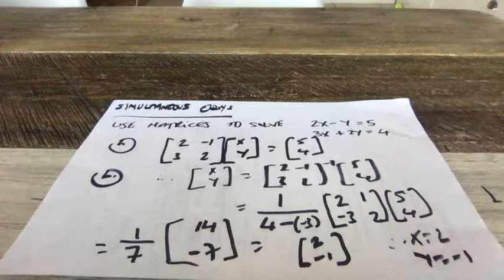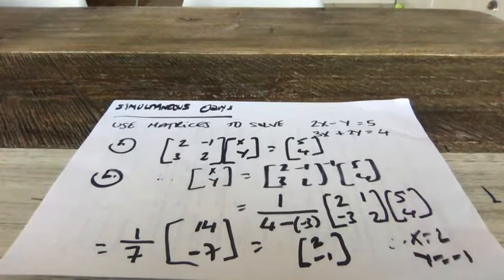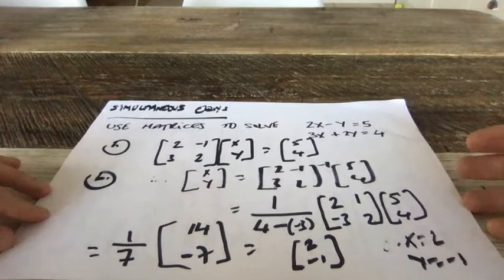Now, that's two equations and two unknowns. I'm going to go evil on you now and show you what happens when you have three simultaneous equations. So you have three equations in the unknowns x, y, and z, for instance. Let me just do one of the examples given in the book, just because it's right in front of me. So use matrices.